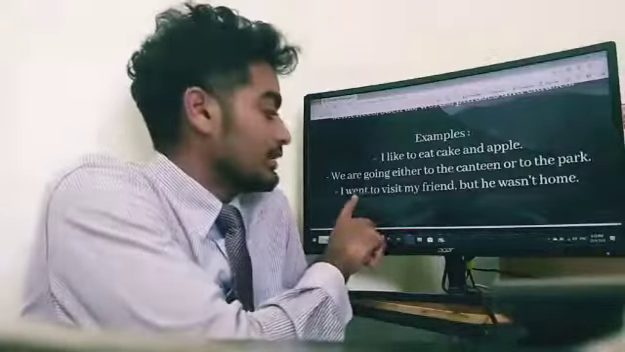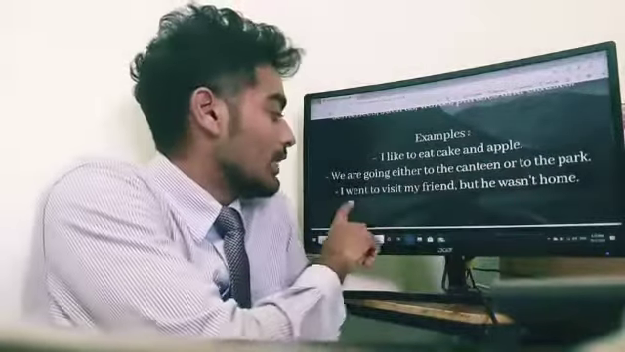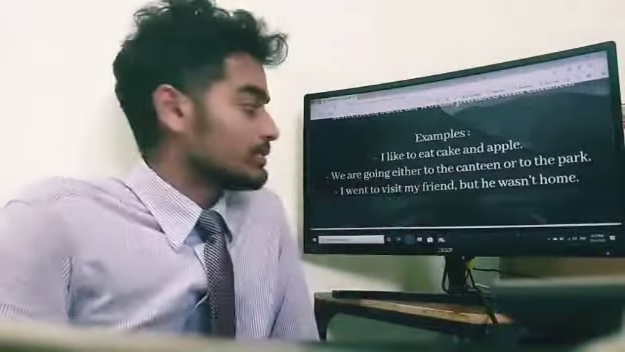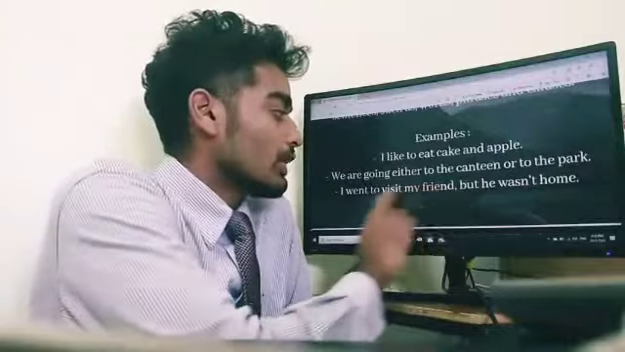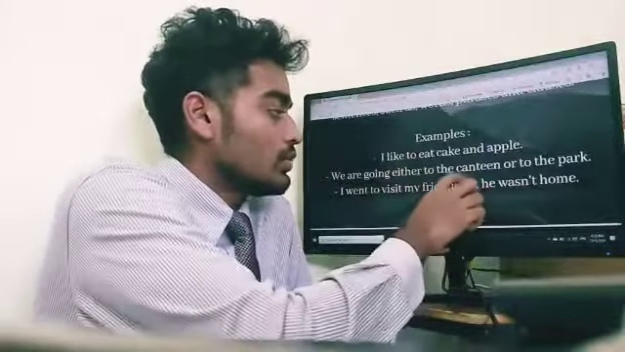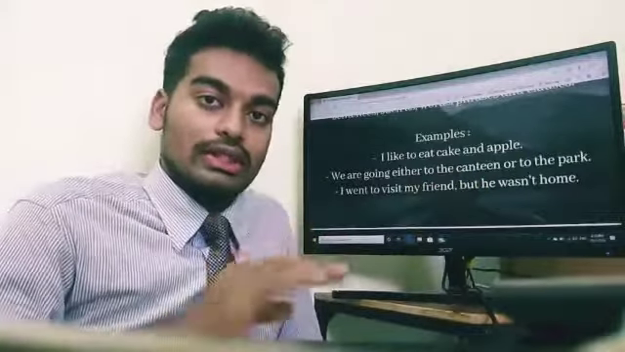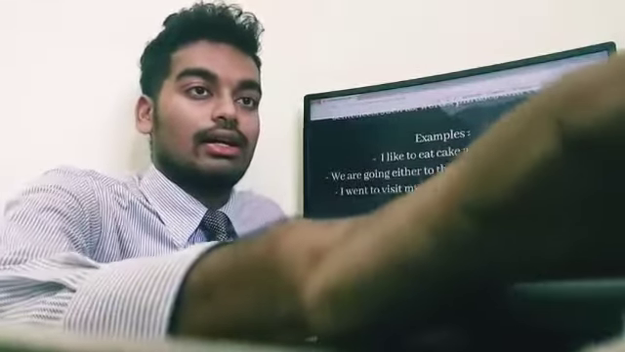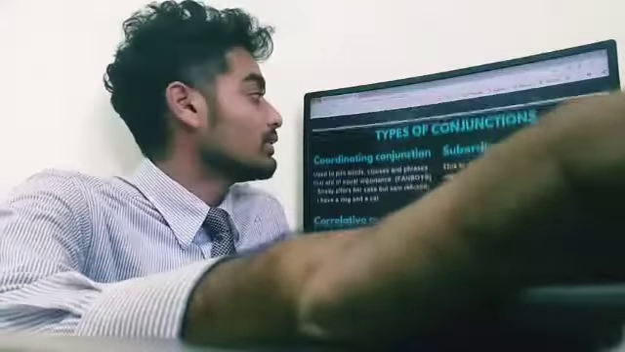Third sample sentence is, I went to visit my friend, but he wasn't home. I went to visit my friend is a clause. He wasn't home is a clause as well. So to connect this, we need to use the conjunction but, which shows an adverse reaction. He went to see his friend, but he couldn't.